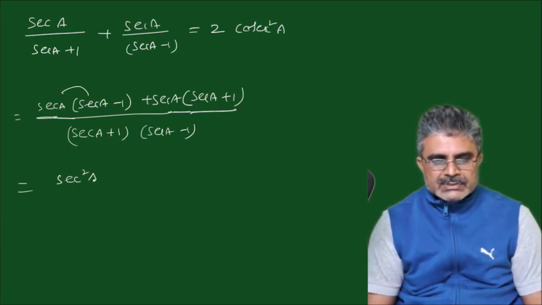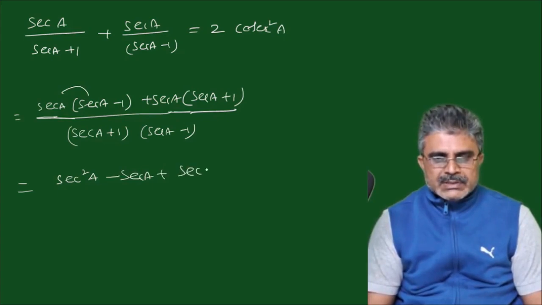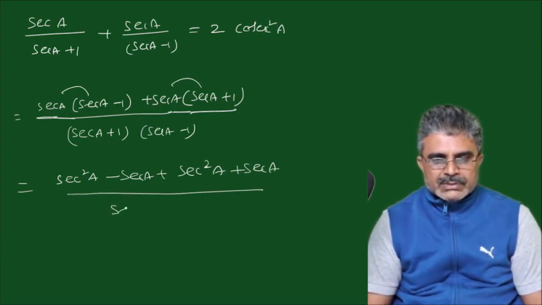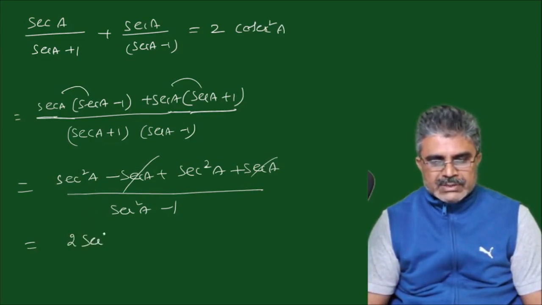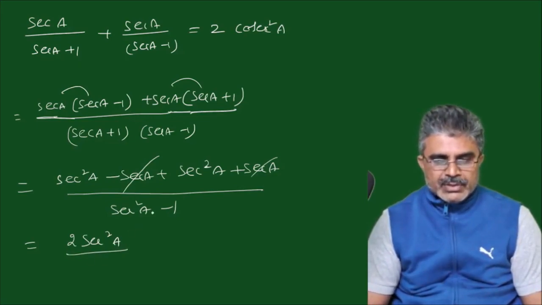you will have secant square A minus secant A plus secant square A. By multiplying with this, you will have secant square A plus secant A, and below you have secant square A minus 1. Plus minus secant A plus secant A gets cancelled. You will have 2 secant square A in the numerator, and the denominator you have secant square A minus 1, which is tan square A from identity.